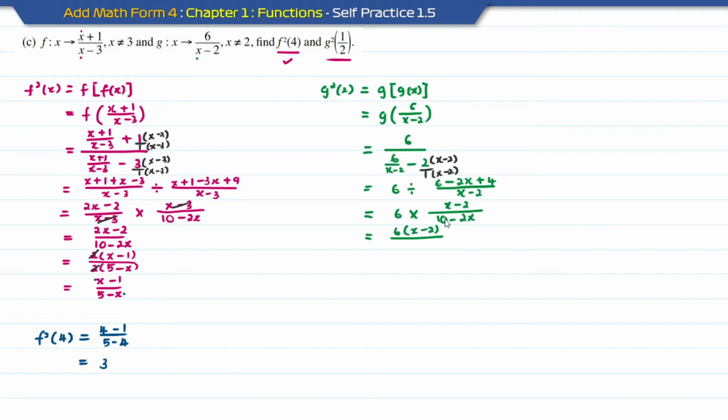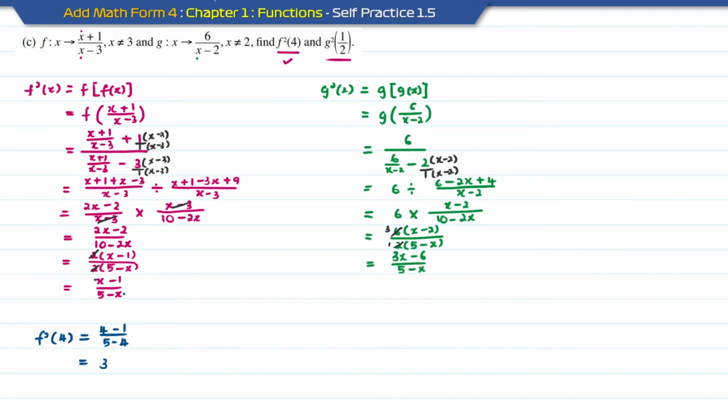And for the denominator part here, I can also factorize it, as I have the common factor of 2. So 2 bracket 5 minus x. So this 6 and 2, I can simplify it. So this one becomes 3. So finally, we're going to have 3x minus 6 over 5 minus x. So that is the iterated function of g squared.